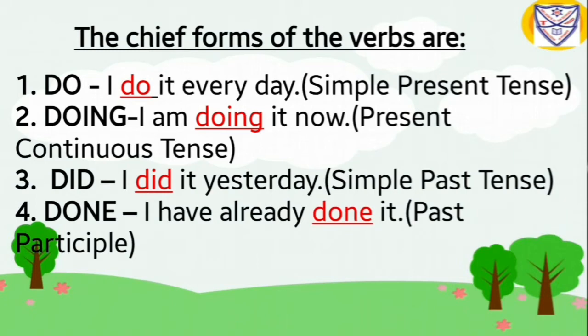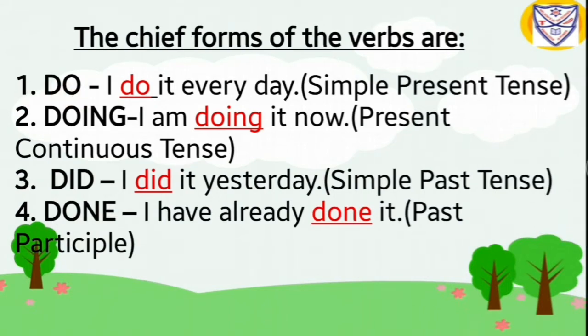Now here we can see that there are 4 different forms of the verbs. So the chief forms of the verbs are: first one is do, second is doing, third is did, and the last one, fourth, is done. Now in the first sentence, number 1, do: I do it every day.